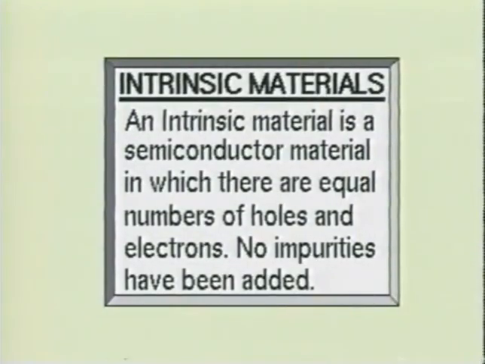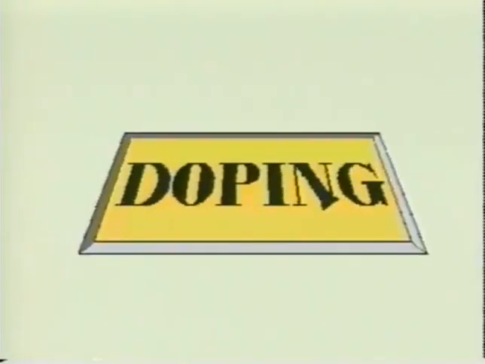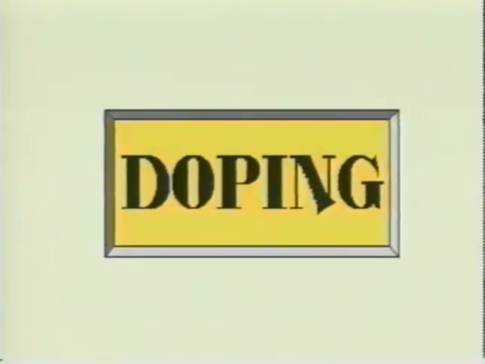Silicon and germanium in their pure form are referred to as intrinsic materials. Before these materials can be used as a form of semiconductor material, they must have impurities added to them so the material can conduct an electric current. The process of adding impurities to the intrinsic material is referred to as doping.